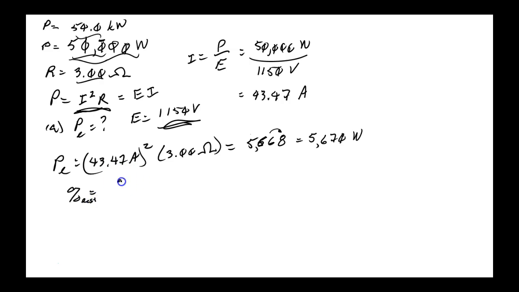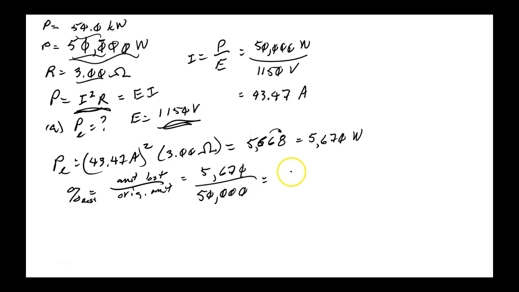is the amount lost divided by the original amount. Okay, and then multiply that by 100 to make it a percentage. So the amount lost was 5,670. If you have that number in there, don't round it, leave it in there. 5,670 or whatever it was, divided by the original, which is 50,000, okay, and what do you get when you divide that?